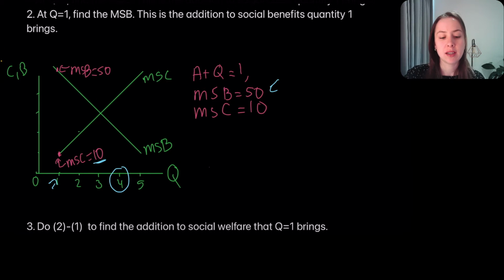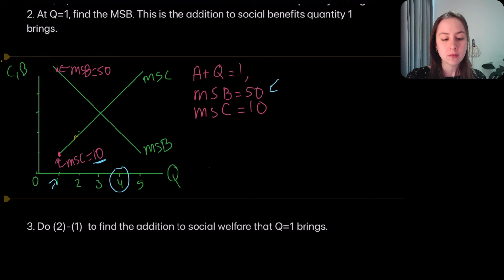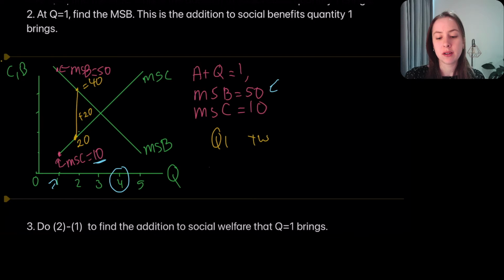Let's say that we decide to take a look at the total welfare at quantity 2. We've got to find the marginal social costs, which I'm going to guess is around 20. And the marginal social benefits, which is maybe around 40, meaning that that second unit has actually added on 20 units of welfare. And since at Q1 we had a total welfare of 40, then at Q2 the total welfare is now 40 plus 20, which is 60.